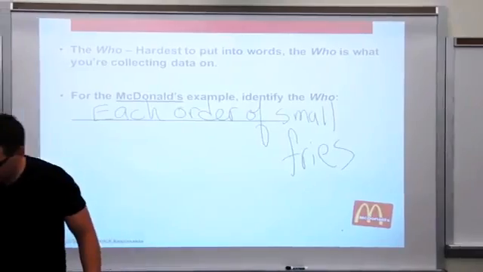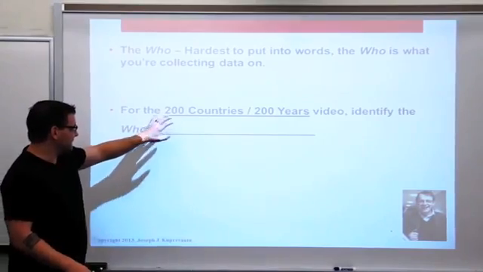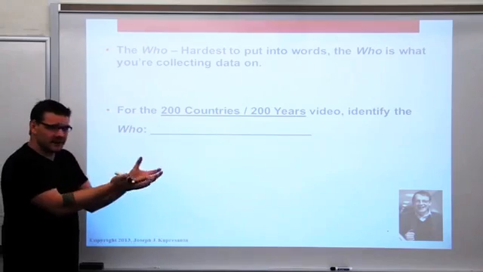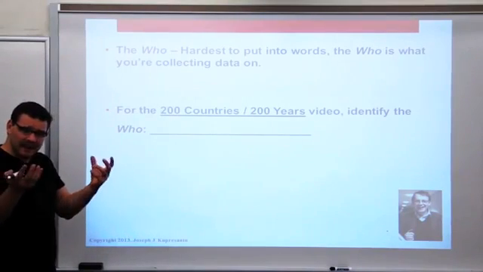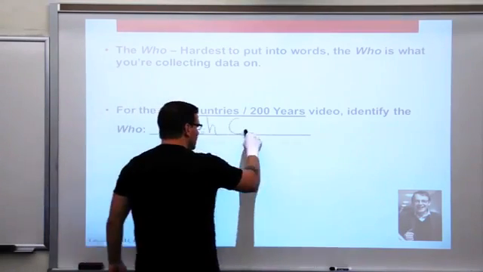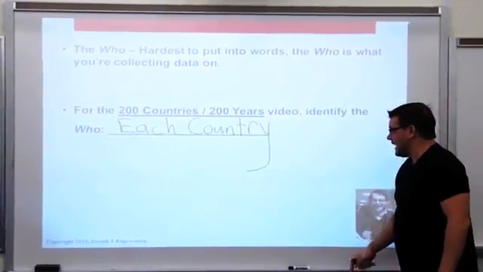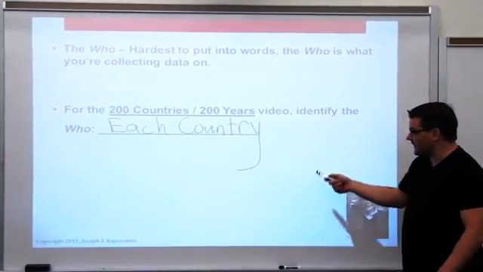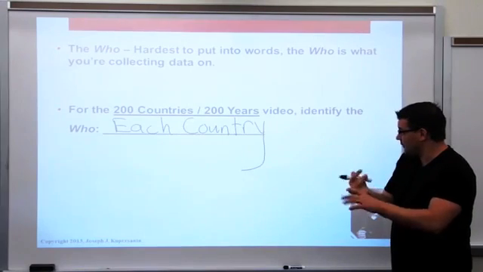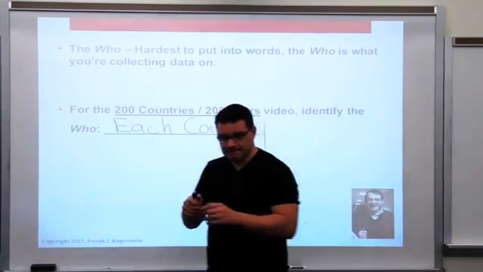There's a second one in the notes. This comes from that Hans Rosling video that we watched the first day in class, 200 countries in 200 years, and identify the who. Okay, so we think about it. What are we collecting data on? It was each country, right? Each country. Hans had data from each country. There were some variables that he collected, things like lifespan, among others. And so those will be the variables. We'll get to that in just a bit. But the who for this one is each country.